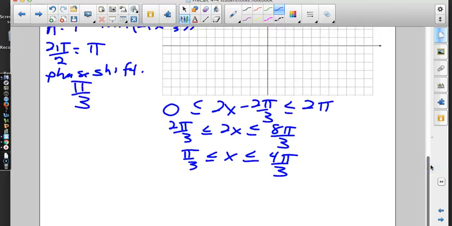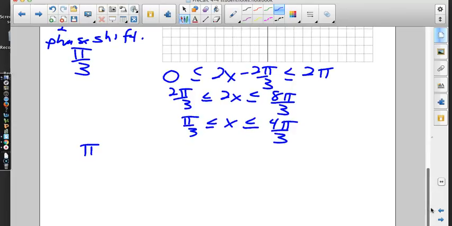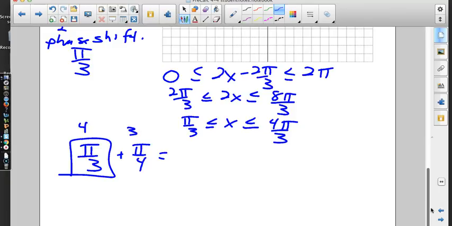So this says we're supposed to be starting at pi over 3. Of course we are. There's our phase shift right there. We're supposed to start at pi over 3. And thanks to the new period for this one, we know we have to add pi over 4. All right. So least common denominator for 3 and 4, everybody. 12. So there's 4 of them, and there's 3 of those. So 4 plus 3 would give us 7 pi over 12.